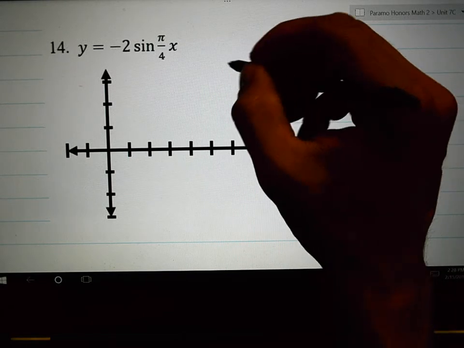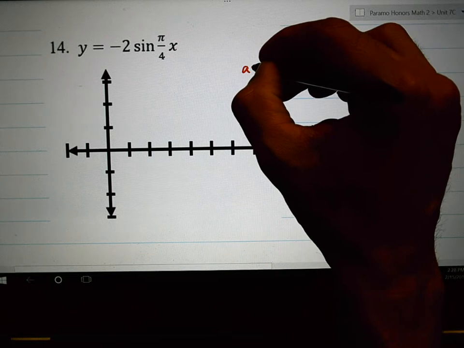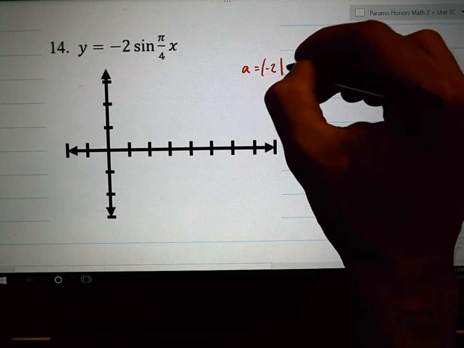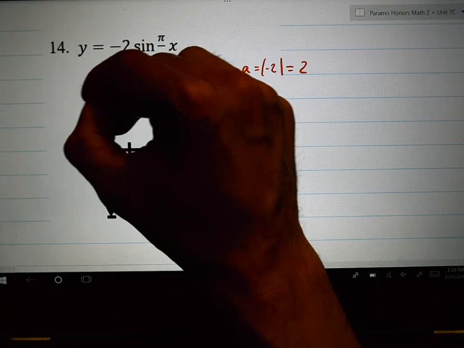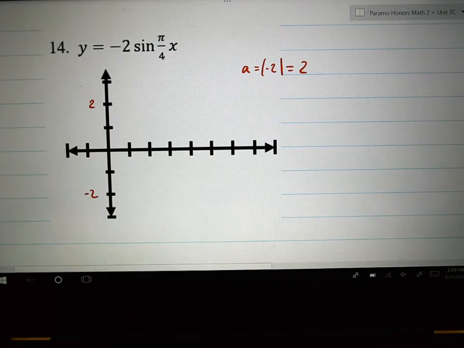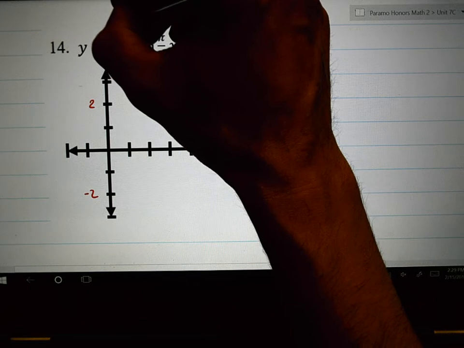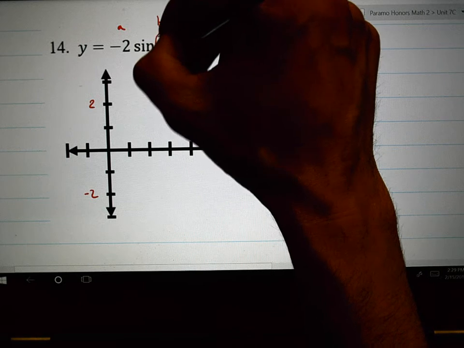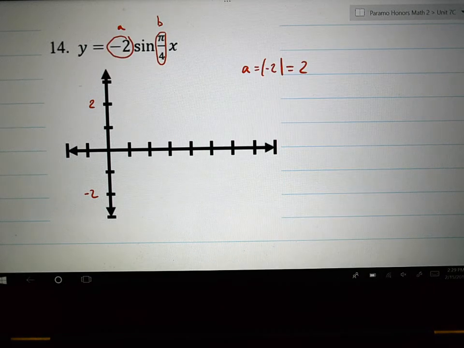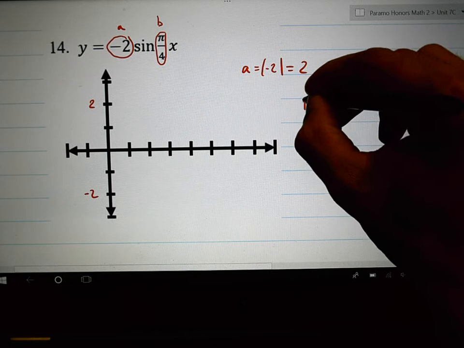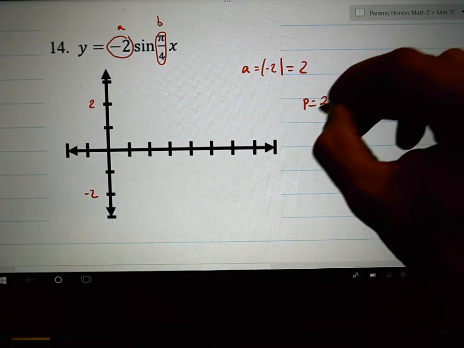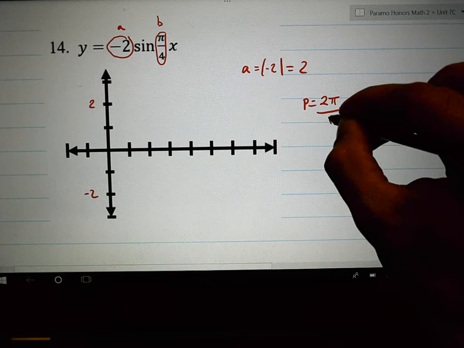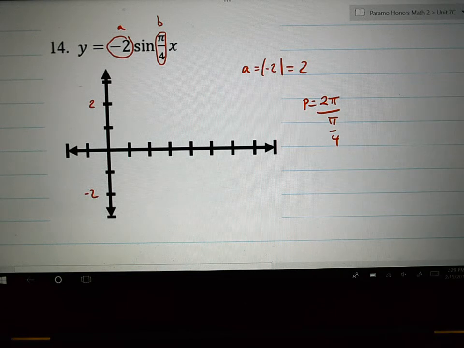The A value is -2, but the amplitude is the absolute value because it's a distance. So we label our y-axis first based off of the A value. The B value is whatever is happening to the x. So right now I have a pi over 4. I'm going to figure out what my period is based off of that B value. The period is equal to 2 pi divided by pi over 4. 2 pi divided by B.